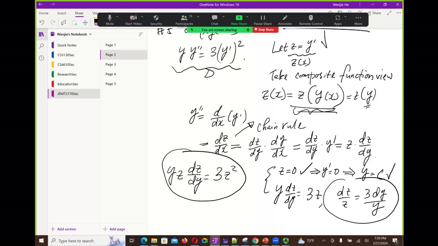So that means concept understanding is useful here. If you understand that composite function concept, then you can handle this special technique. All right, so let's move to the next topic.